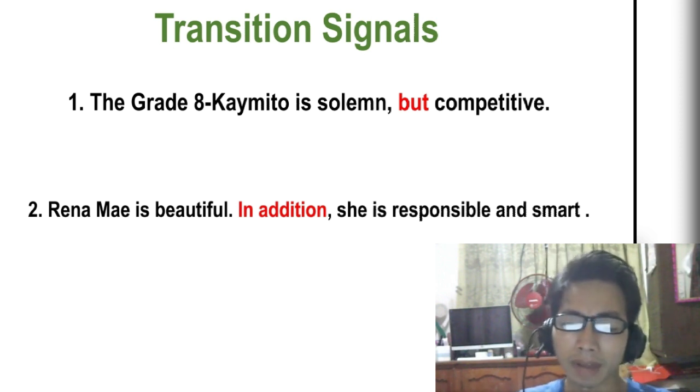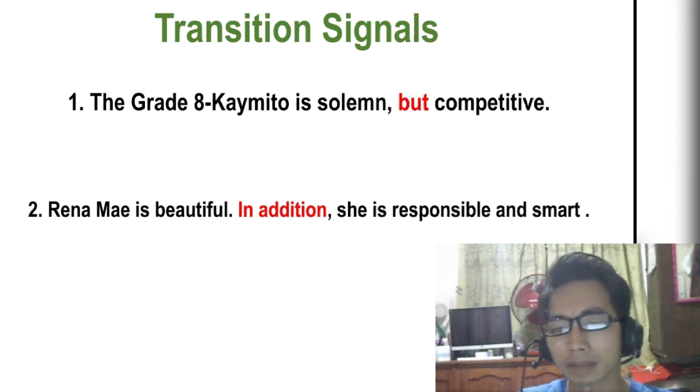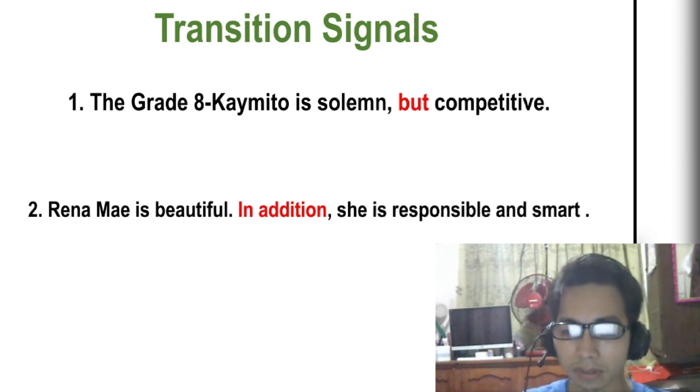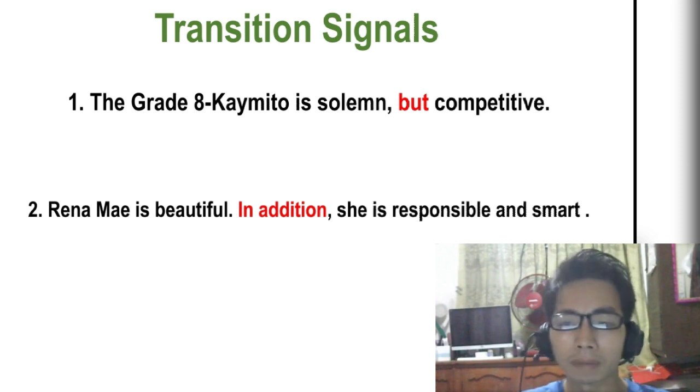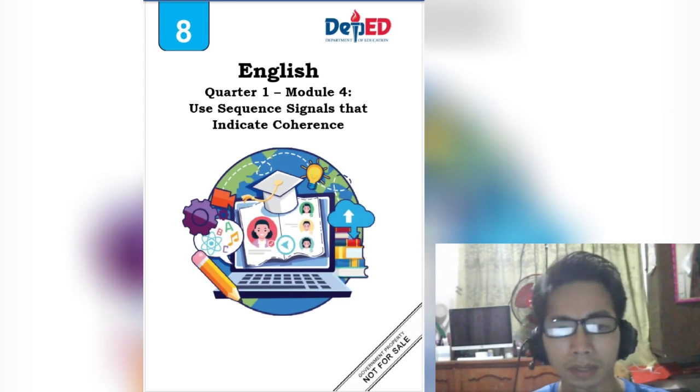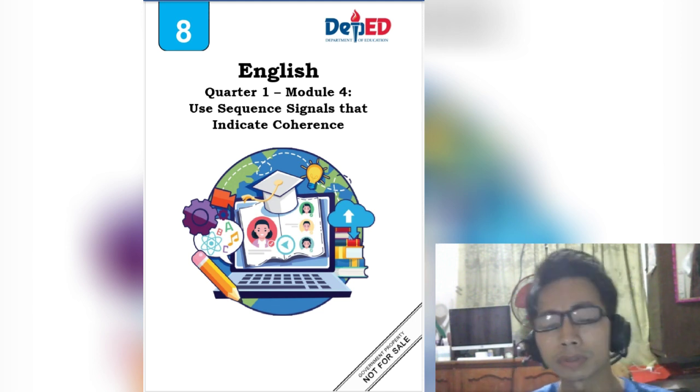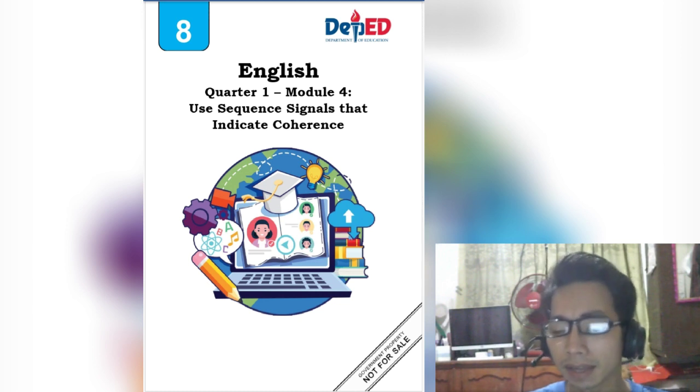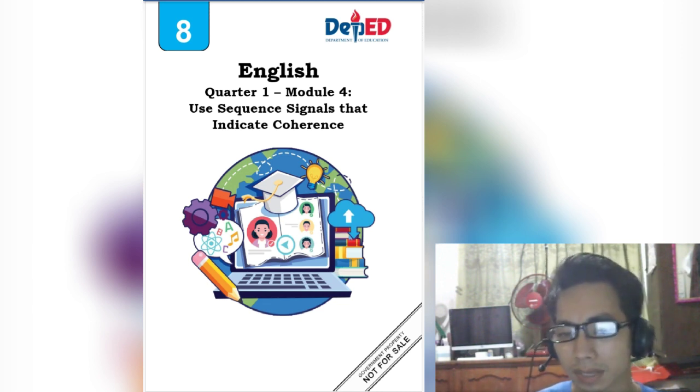So the red connectors, or sentences or phrases, that I gave earlier to you is what we call transition signals. So tonight, I will bring you to our topic for our quarter one, module four, the use of sequence signals that indicate coherence. So our topic for tonight is all about sequence signals or the transition signals that I have mentioned earlier. All right. So now let's proceed to our discussion.